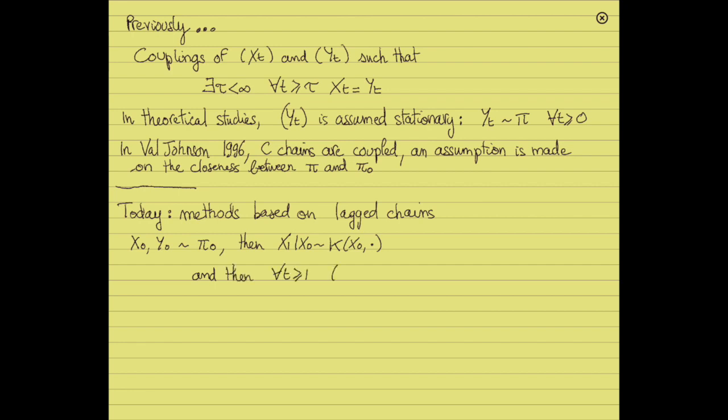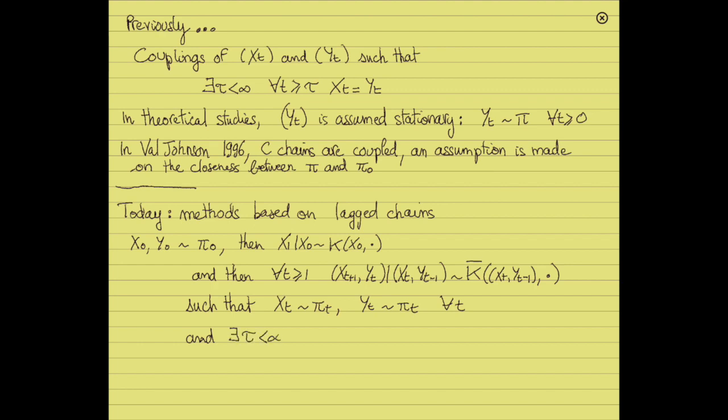And after that, xt plus 1 and yt are sampled from a coupled Markov kernel k bar using xt and yt minus 1. So the next pair is sampled given the previous pair, but with this lag between x and y. The construction is such that xt follows pi t, and yt also follows pi t. So at each time, xt and yt have the same distribution.